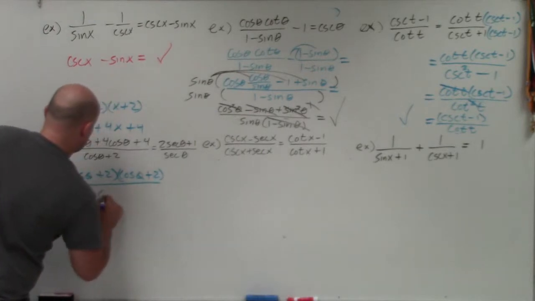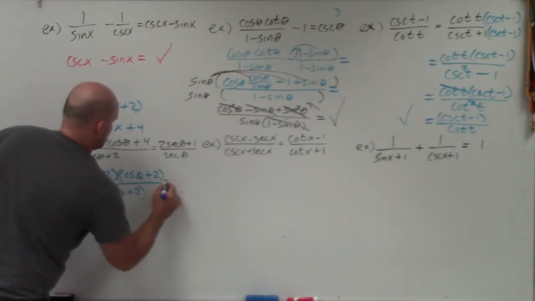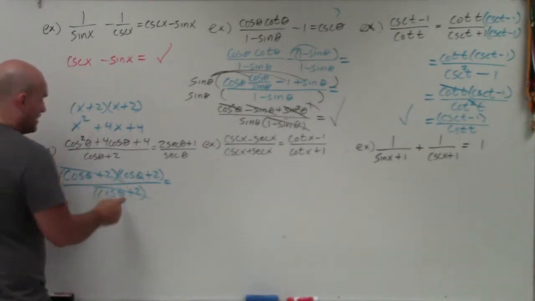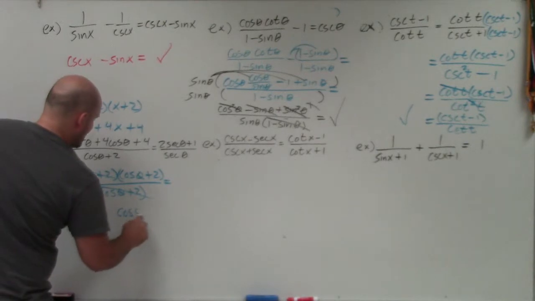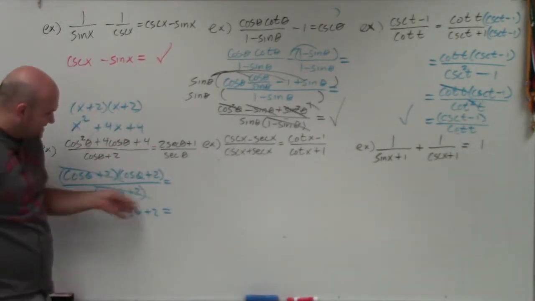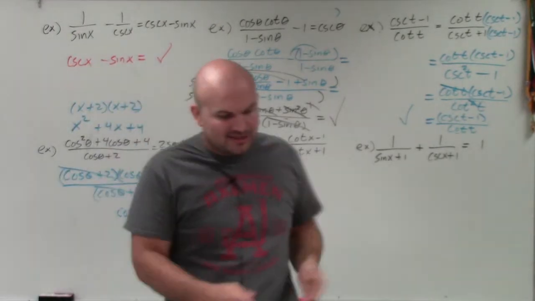That's all over cosine of theta plus 2. Well, now you can see that the cosine of theta plus 2, those divide out. And now I'm just left with cosine of theta plus 2. Well, we have an issue, because now that's a single quantity, and we're supposed to get a fraction. So that doesn't even look anything like secants either.